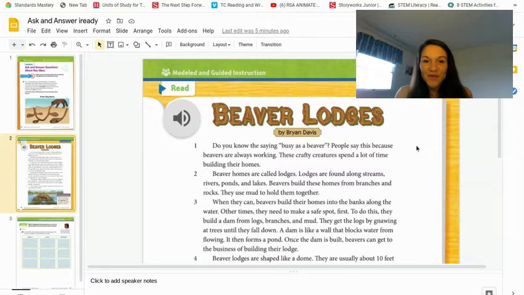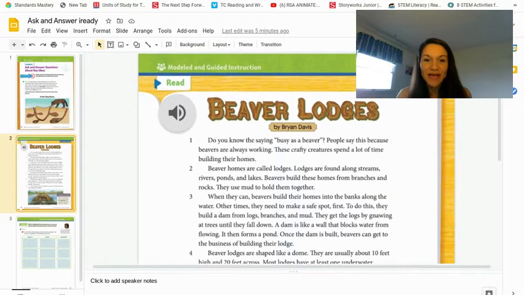Do you know the saying, busy as a beaver? People say this because beavers are always working. These crafty creatures spend a lot of time building their homes. Beaver homes are called lodges. Lodges are found along streams, rivers, ponds, and lakes. Beavers build these homes from branches and rocks. They use mud to hold them together. All right, so I'm going to stop there.